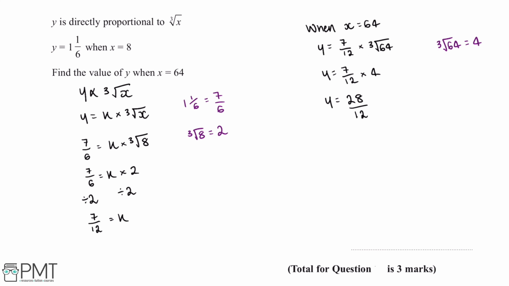And finally we need to simplify down this fraction, and we can do this by dividing both the numerator and the denominator by 4. And this tells us that y is equal to 7/3. Now this question is worth 3 marks, and we get our first mark for writing this equation, our second mark for working out the value of k, and then our third mark for the correct answer.